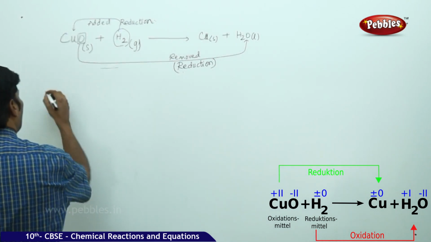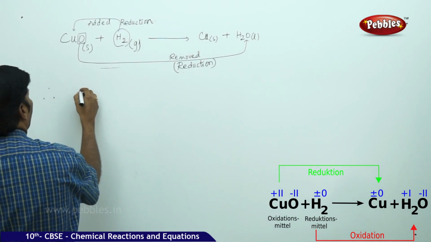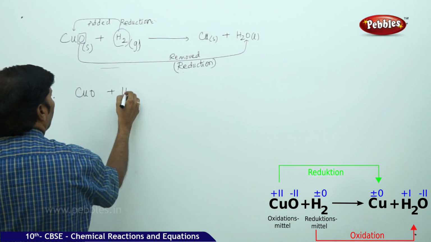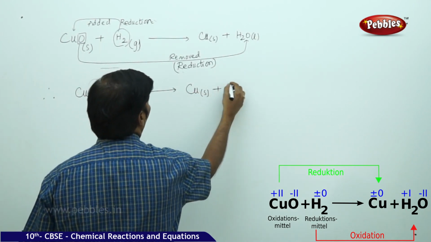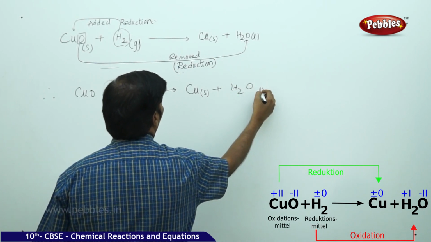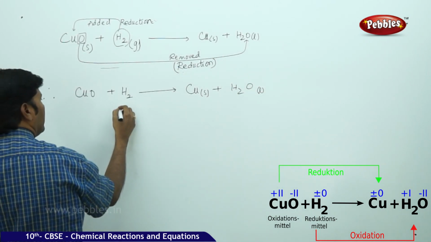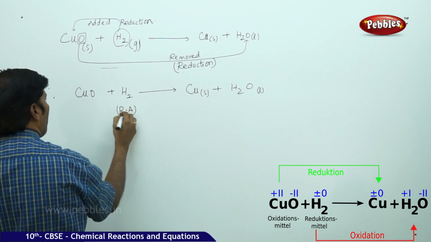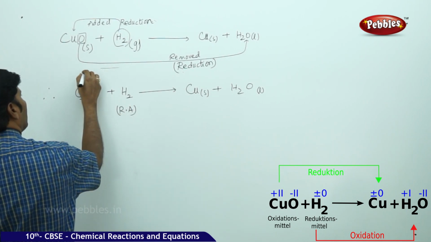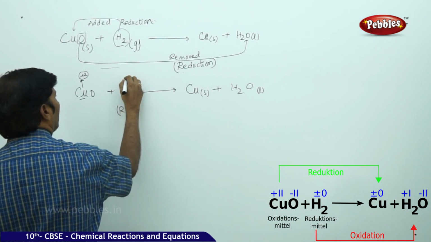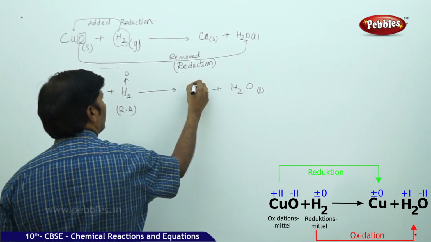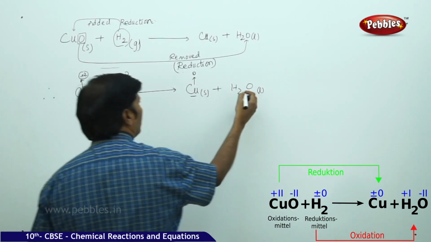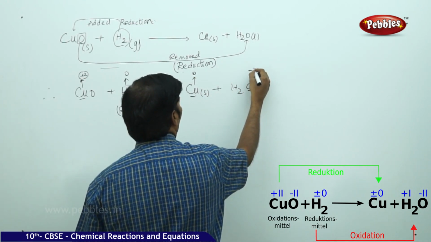So in a nutshell, I can give you the explanation once again. CuO plus H2 gives rise to Cu solid plus H2O liquid. So here hydrogen is acting as a reducing agent. Copper oxidation state is +2. Hydrogen oxidation state is 0. Again copper oxidation state is 0 and oxygen oxidation number is -2.